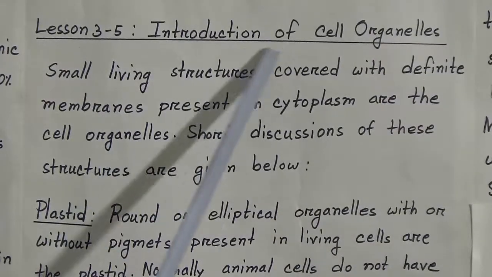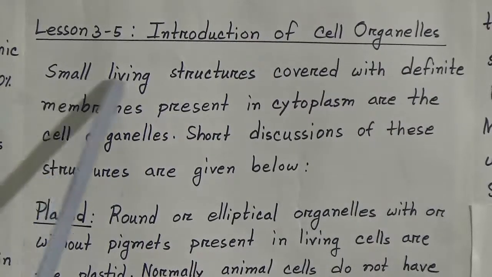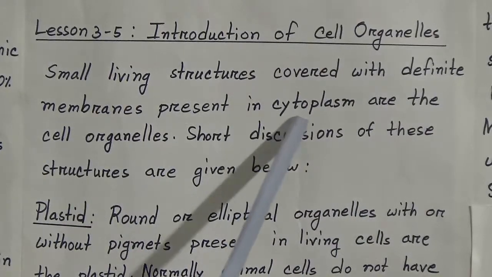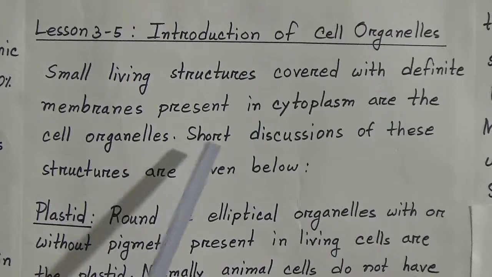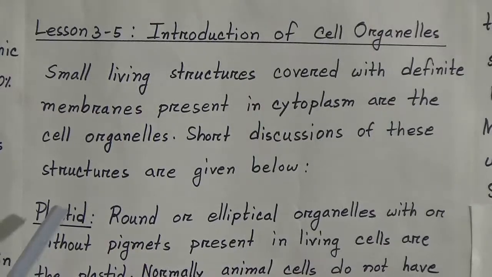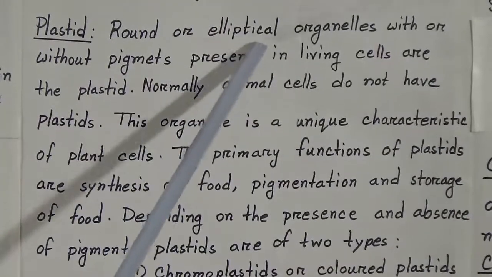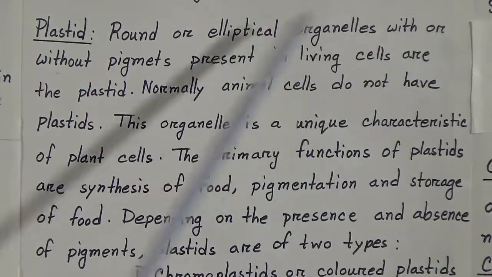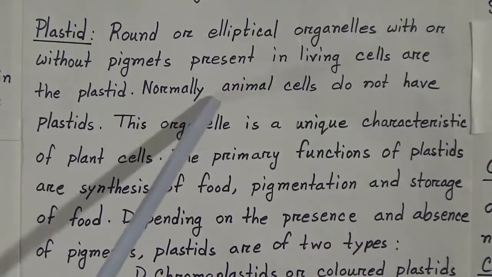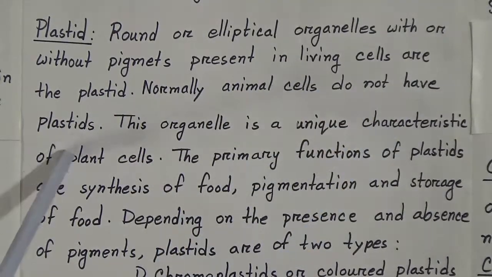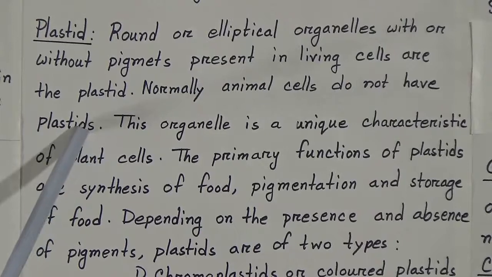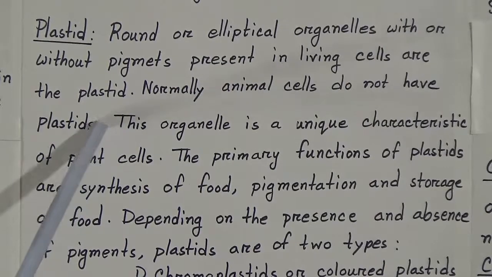Next is introduction of cell organelles. Small living structures covered with definite membranes present in cytoplasm are the cell organelles. Short discussion of these structures are given below. First one is plastid, round or elliptical organelles with or without pigments present in living cells are the plastid. Normally animal cells do not have plastid. So, this is the special characteristics of plants. Plastid remain in plant cell.